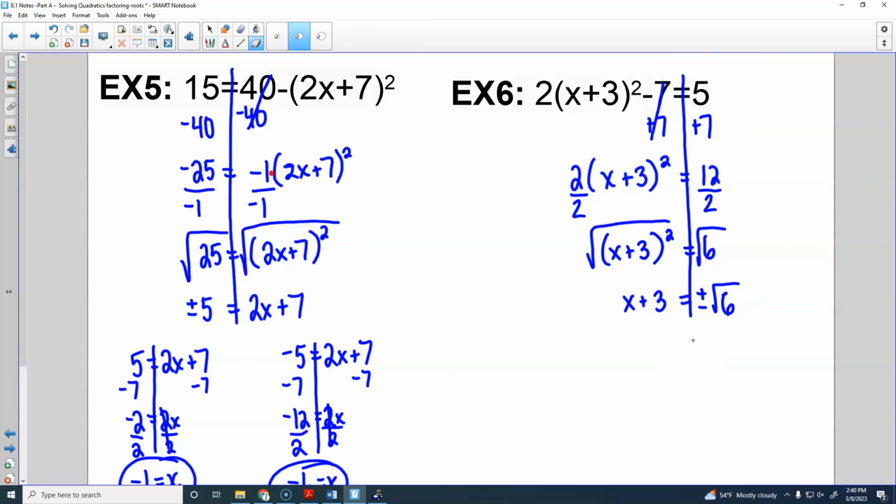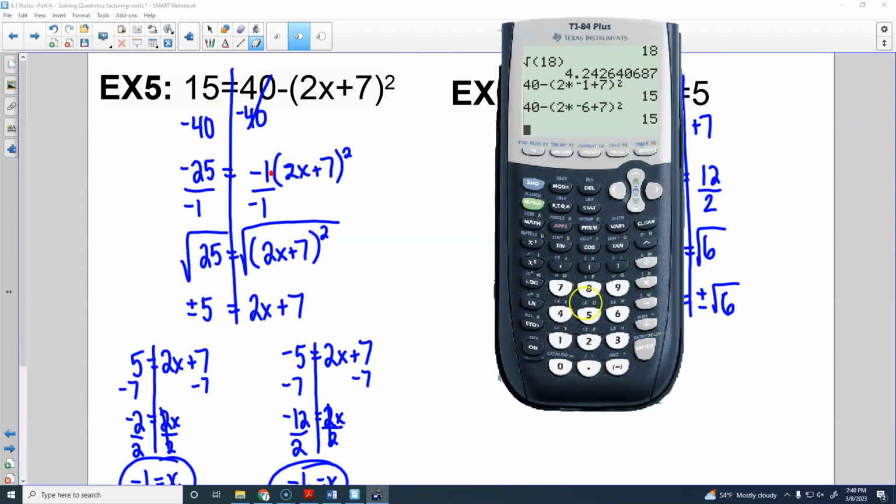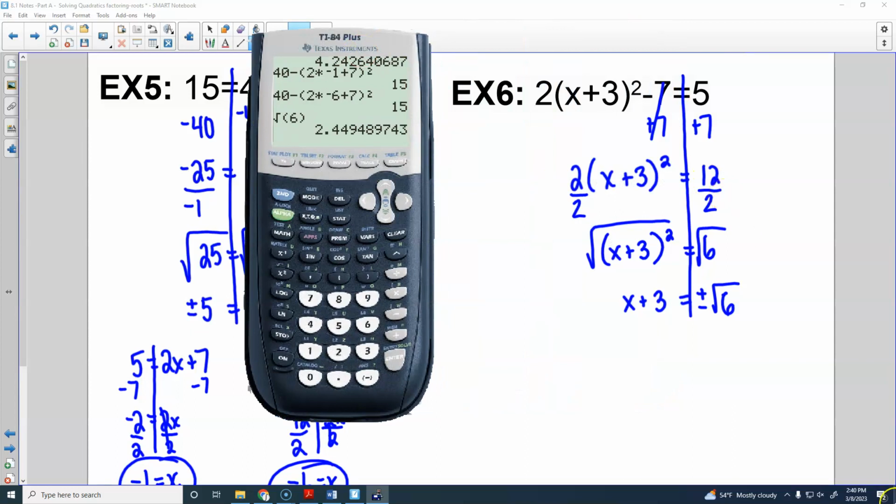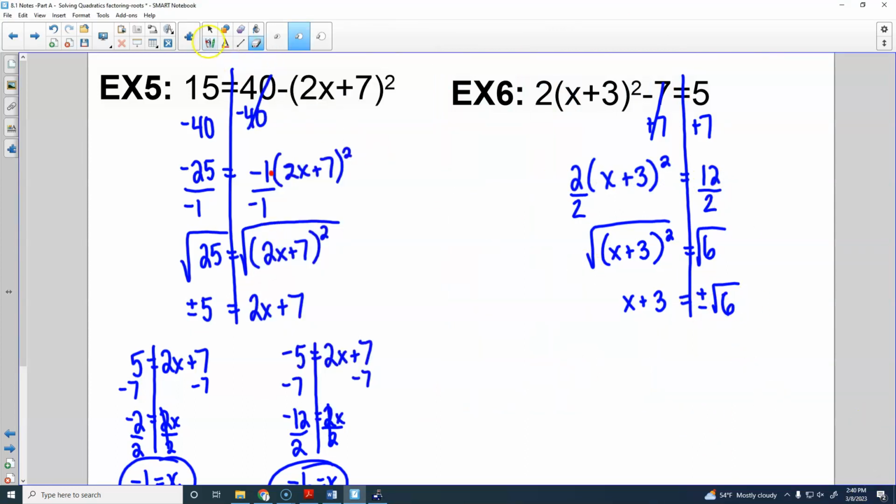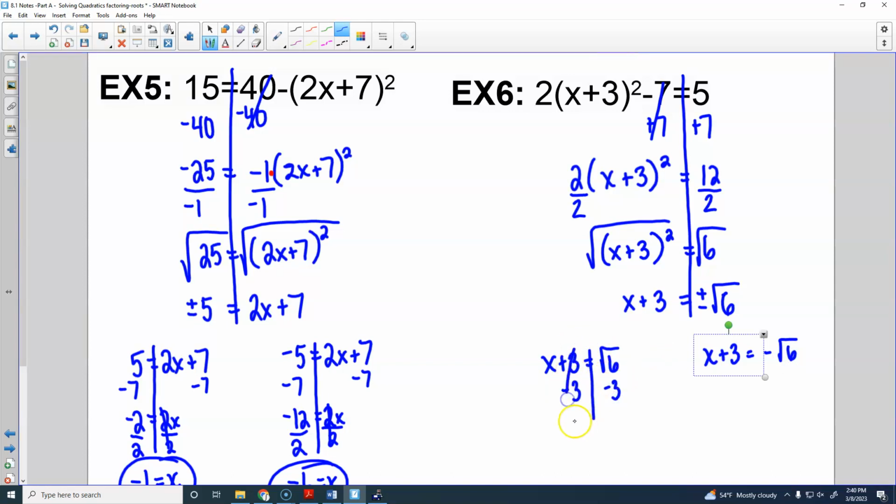Or your other option is to go ahead and type it into the calculator. But I probably wouldn't round it yet. So I like doing it this way instead. So once I get the plus or minus, I like leaving it a square root of 6 for right now. So I've got x + 3 equals positive square root of 6. And I also have x + 3 equals negative square root of 6. So to solve these, I would just need to subtract 3 from both sides.